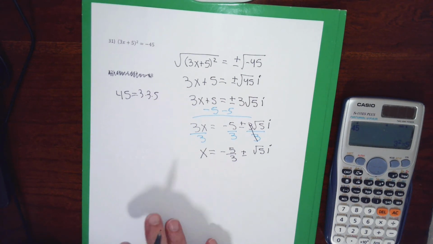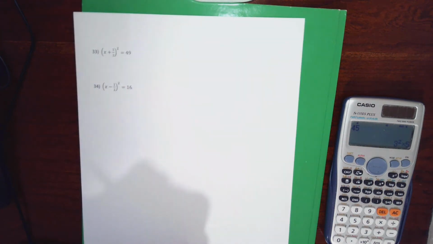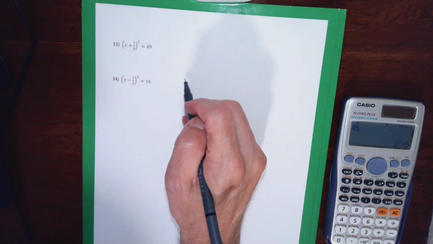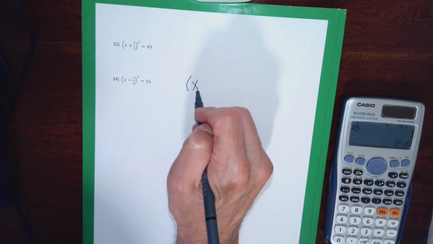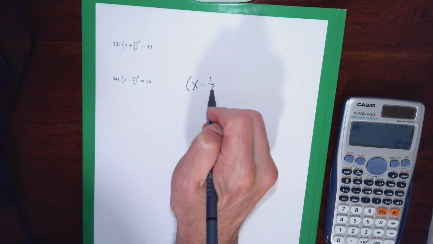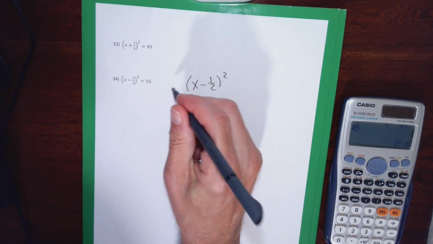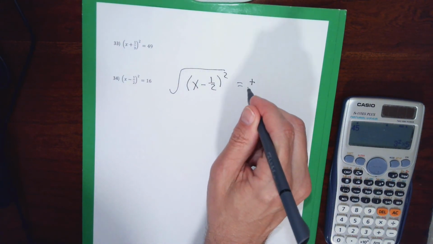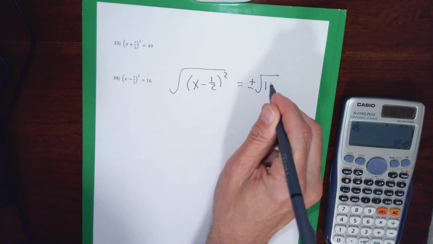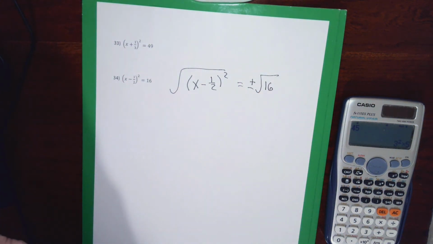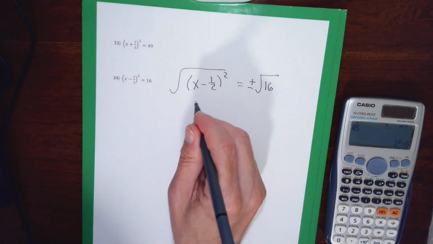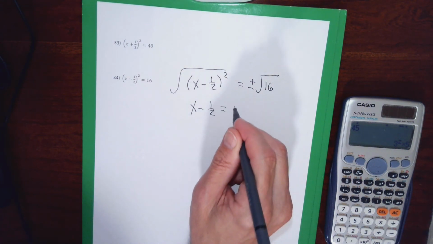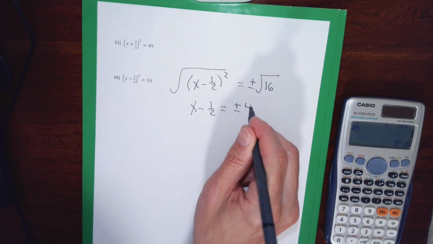Maybe just two more problems. I snuck some fractions in just because some instructors like fractions. In problem 34, it's actually going to be harder to write a nice answer than I care to. So let me square root plus or minus square root. This is going to give me x minus 1/2 equals plus or minus 4.